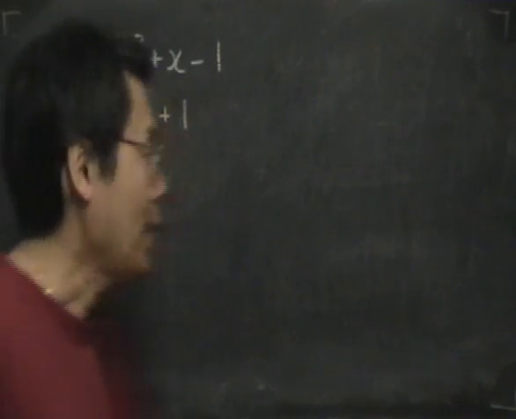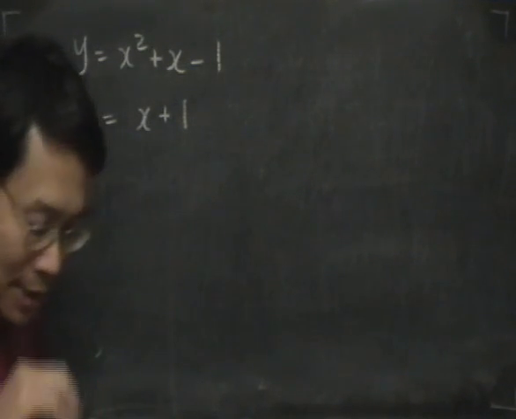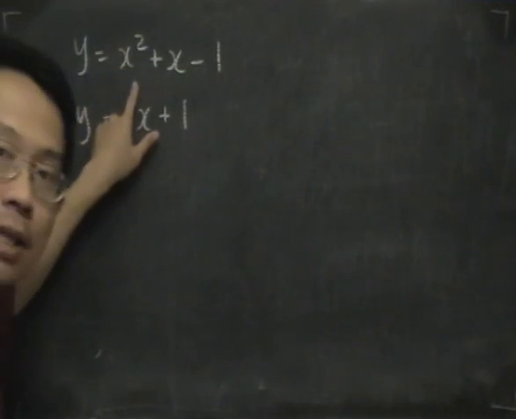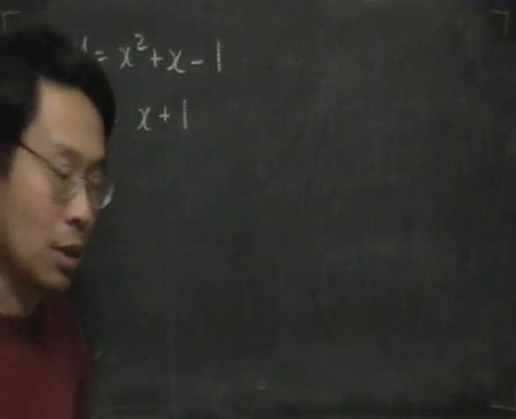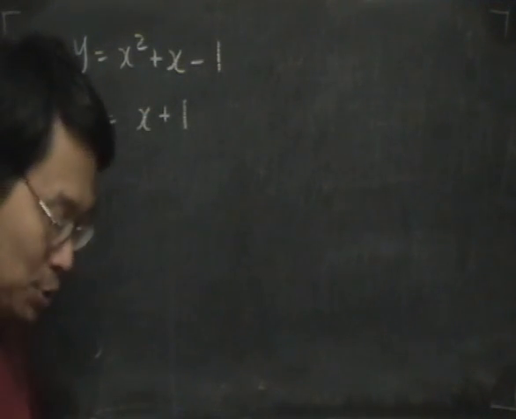So now I have two equations again, and as you can see, they are slightly more complicated because I have an x squared in the first equation. It is a quadratic equation. So that makes it more complicated than a simple straight line.